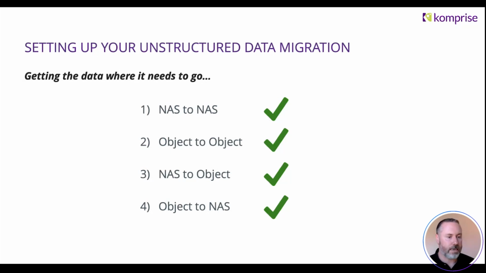NAS to object, object to NAS. Where are we seeing these used? Well, Komprise number one does allow you to preserve your permissions in this process. So we're seeing a lot of customers use this for the introduction of AI within their organization when they want to leverage something that requires the data to be in native object format. We help you in that situation, take the data to that vendor and also bring it back in a format that you can consume.